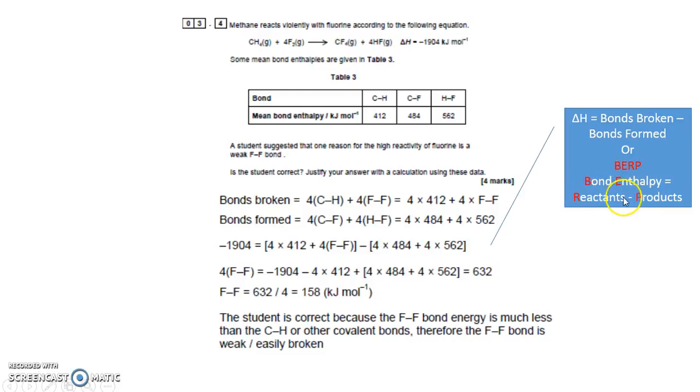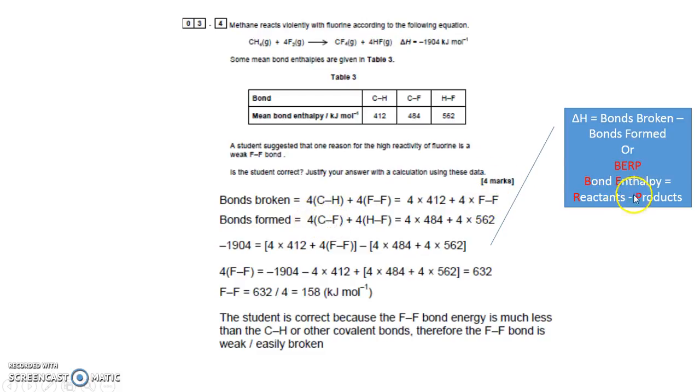So bond enthalpy, BERP, equals the bond enthalpy of the reactants, take away the products, or you could say bonds broken, take away bonds formed. The reactants are CH4, so there's 4 lots of that, so 4 C-H. Reactants 4F2, so there's 4 lots of F2. And that equals 4 times 412, add 4 times F to F bond. We don't know that, that's what we're trying to work out in the question.